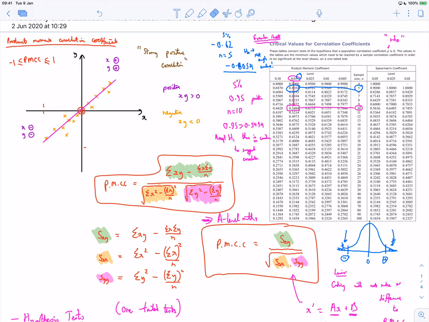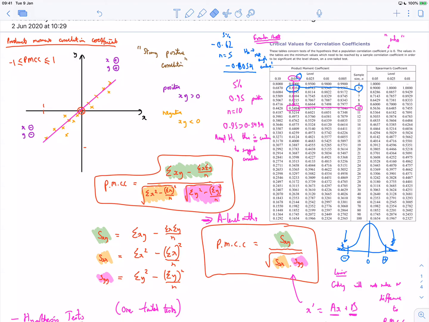Just be aware that exam boards like to mix and match these topics with various other things. For example, if you've used the PMCC to justify there's a positive correlation, then they might want you to work out the linear regression, the equation of the regression line.